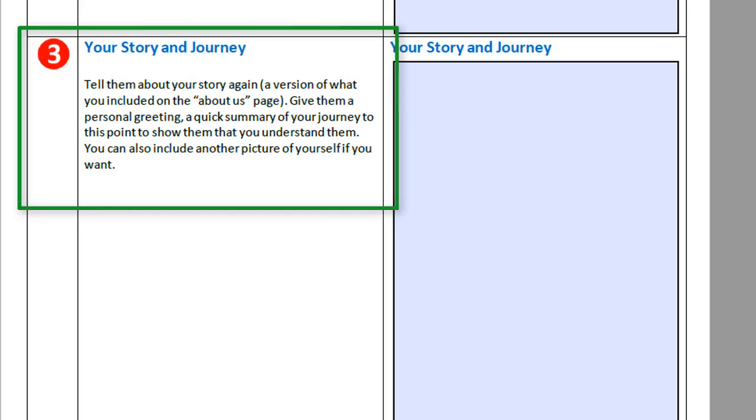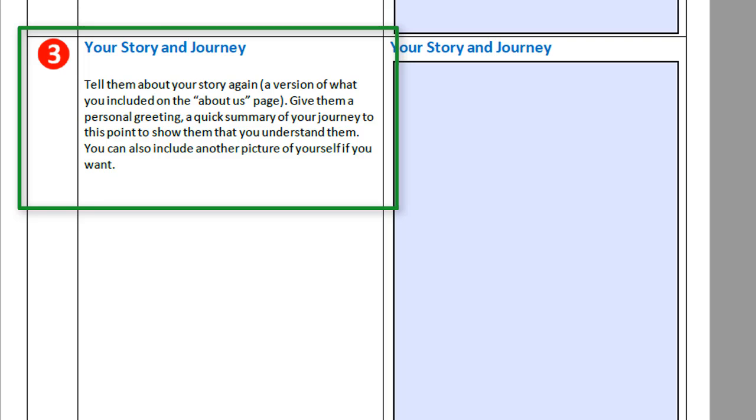The next thing we want to do is we want to get back into the story and the journey. So it's kind of similar in a way. There's some elements that we touched on a little bit earlier on the About Us page. But here what we want to do is we want to do it maybe in a more visual way. And obviously now it's going to be more directed towards what they're actually going to get from us when it comes to the delivery of our product and service.